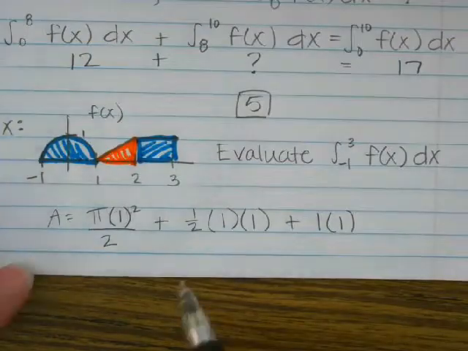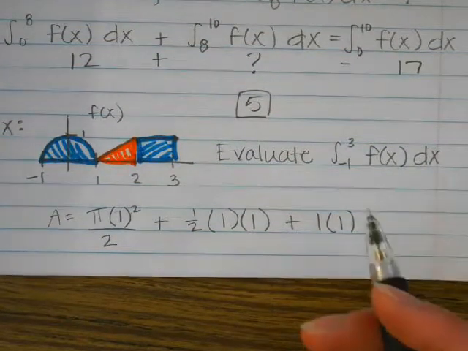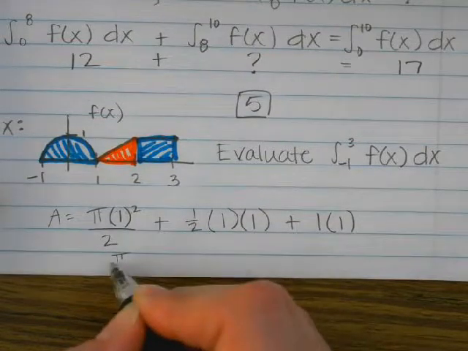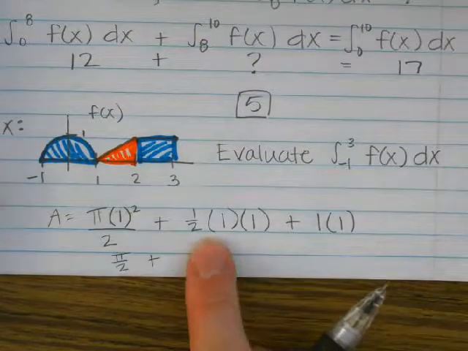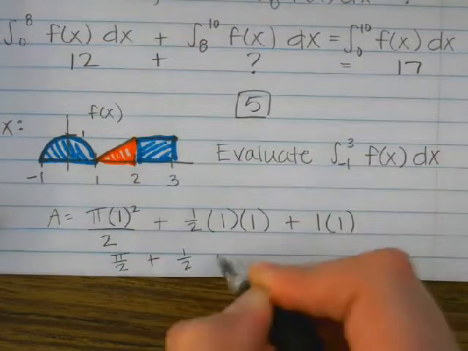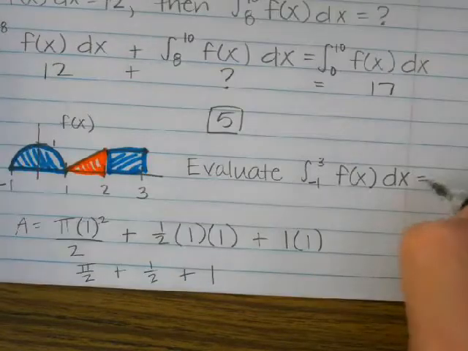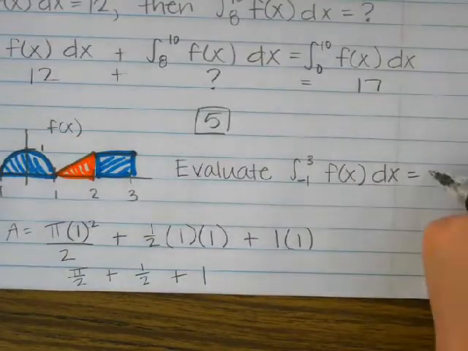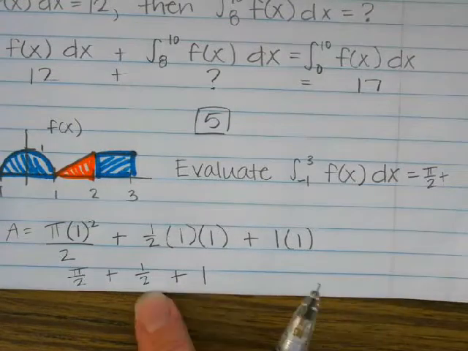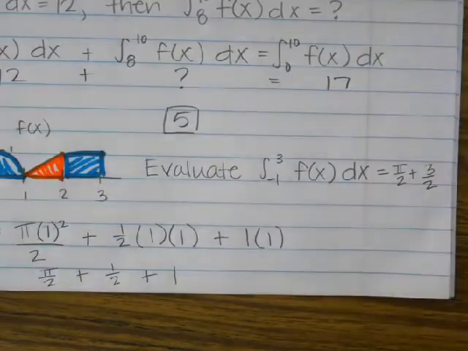All right, so evaluating this, our exact answer, because we just did this perfectly, is pi over 2 plus 1/2 plus 1. So what is the area underneath the curve? Pi halves plus 1.5, or 3/2, whichever way you want to say it is fine. So that is our exact answer.